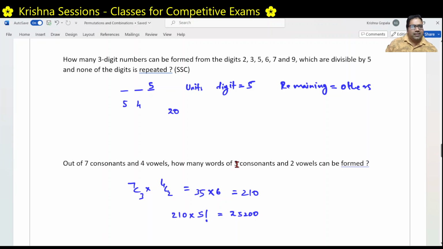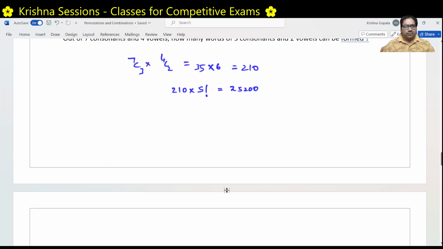Now, all these 5 letters can be ordered in 5 factorial ways. So we need to worry about this order also. Each of these 210 combinations can be ordered in 5 factorial ways. 210 is just a combination of 5 letters. When you have a combination of 5 letters, how many ways can you order that? You can order them in 5 factorial ways. We have 210 such combinations, and each can be ordered in 5 factorial ways. So how many words can we form in total? 210 into 5 factorial, which is 25,200. This is also a good problem.